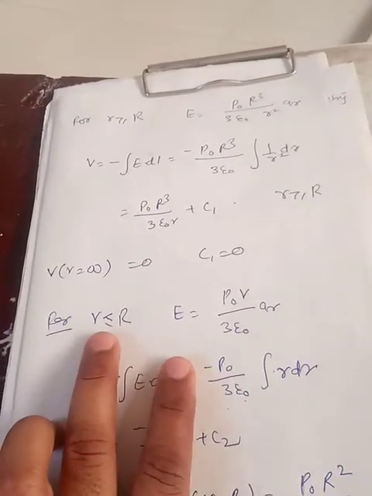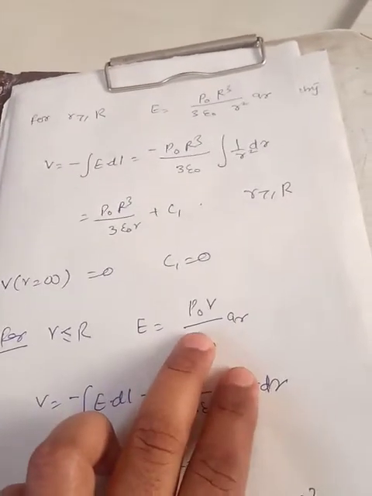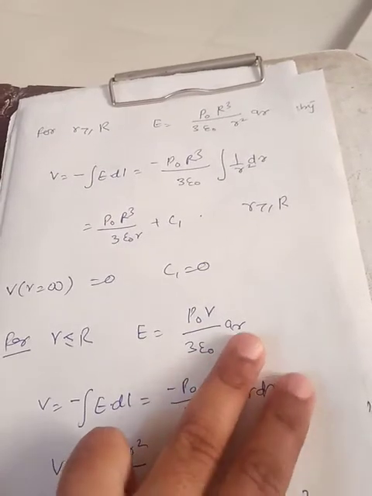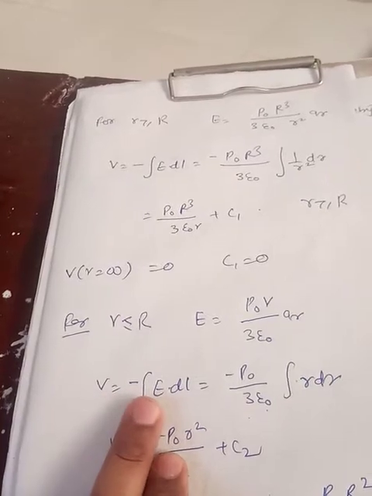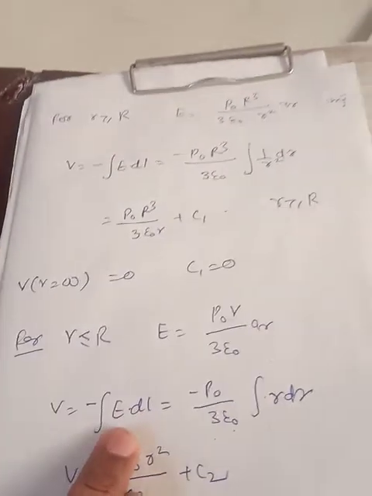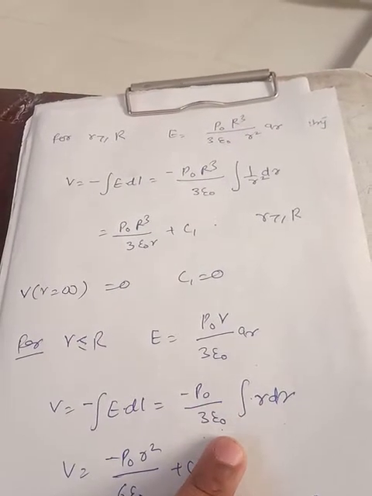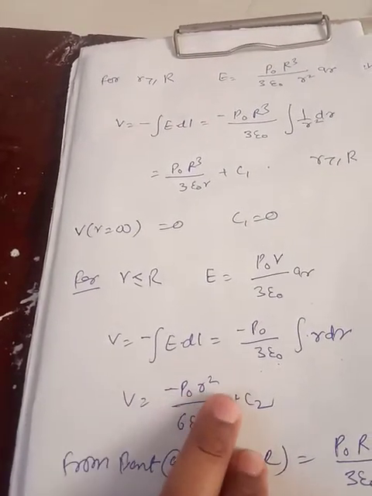Now in the second case, for small r less than capital R, it has already been derived that the electric intensity is rho_0 r upon 3 epsilon 0 a_r. Putting the value of E in the equation V equal to minus integral of E dot dl, we can write minus rho_0 upon 3 epsilon 0 r dr, and we can calculate V2, which becomes rho_0 r square upon 6 epsilon 0 plus c2.